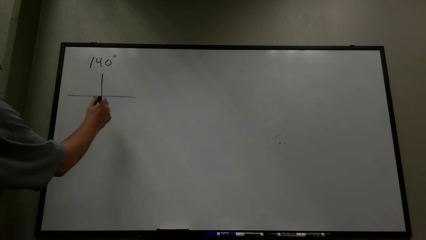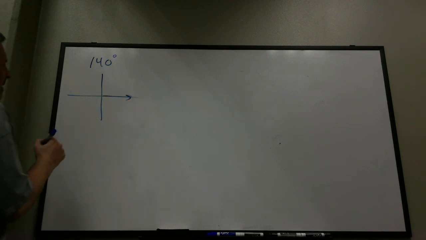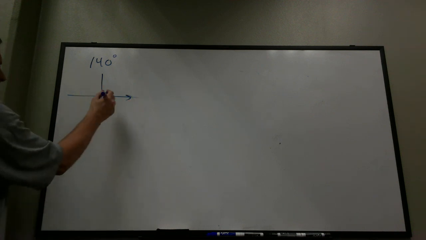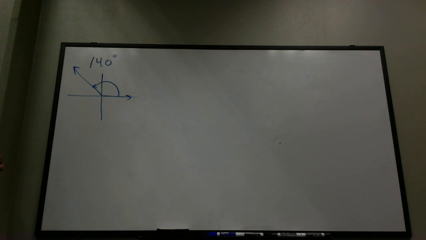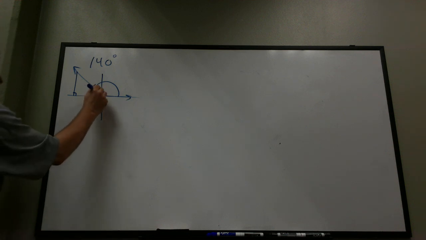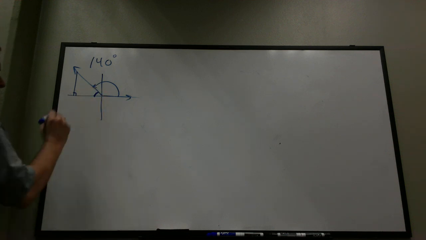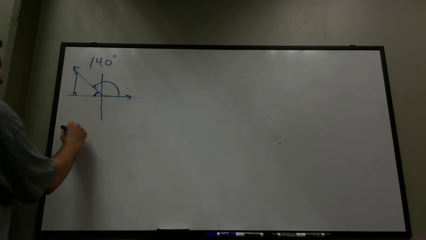Now, where's 140 degrees? It's more than 90 and less than 180. It's obtuse, so it's in the second quadrant somewhere. I'm just drawing roughly. Okay, so there's 140 degrees, and there's my triangle. Now where's the reference angle? The reference angle is this angle right here. That's what we need to find.